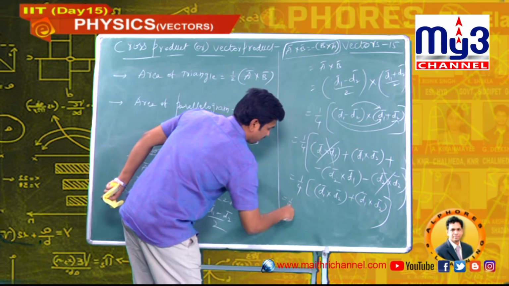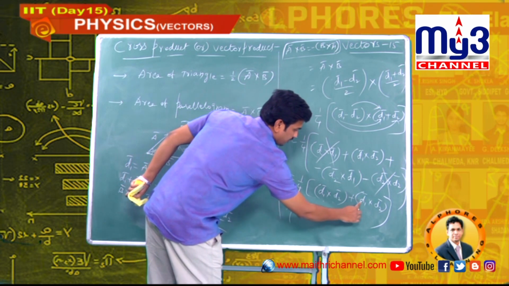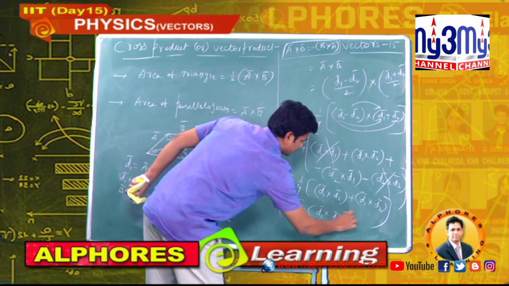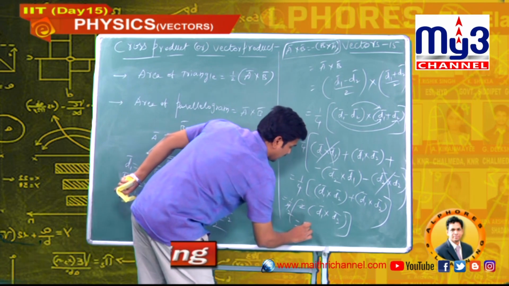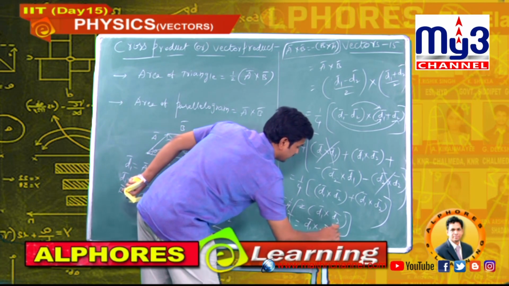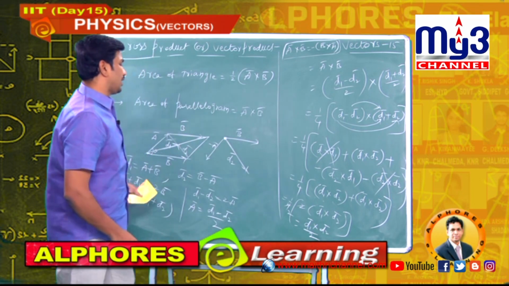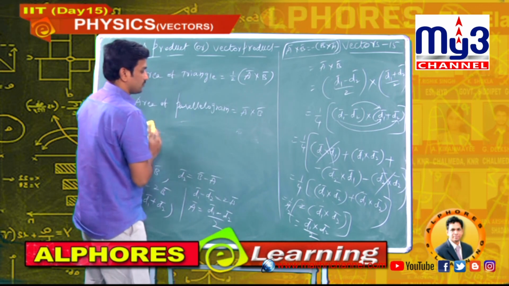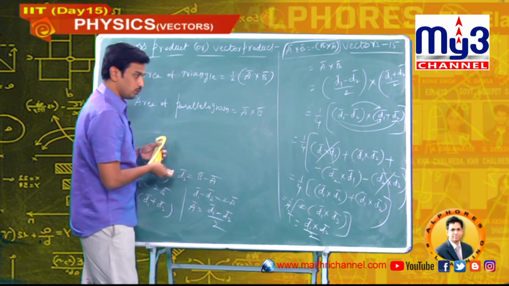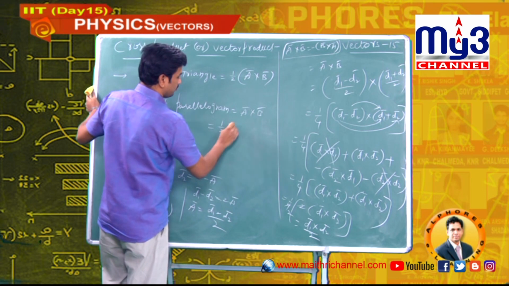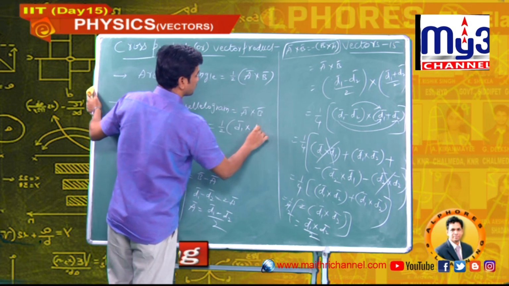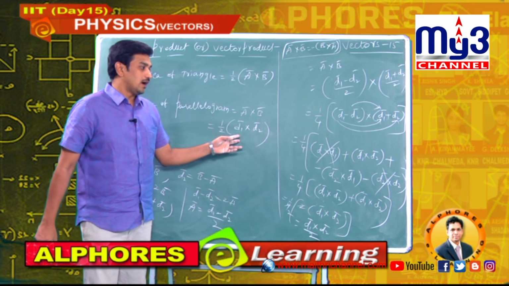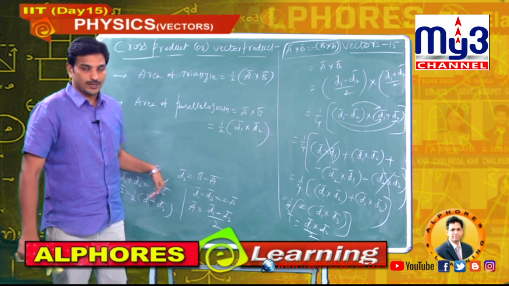Now 1 by 4 D1 bar cross D2 bar, 2 times there. 2 into D1 bar cross D2 bar. What is the answer? D1 bar cross D2 bar by 2. Now I will write the answer here. What is the final answer that you should remember when you are going to solve the numericals? 1 by 2 D1 bar cross D2 bar. Directly if you remember, okay, or otherwise go for solving of this one.